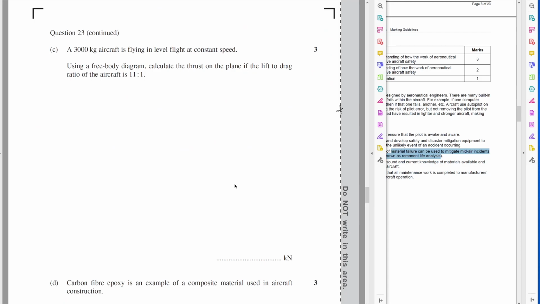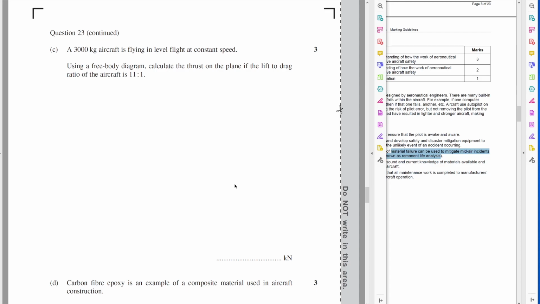A 3-ton aircraft is flying at level constant speed. Using a diagram, calculate the thrust of the plane if the lift-to-drag ratio is 11:1. Now, I remember doing this question, I think actually when you can watch my video where I talk about lift-drag calculations, and I started drawing the triangle out, and I had just done 6 questions in succession that were all drawing a triangle, and I drew this one, and I sort of scratched my head.